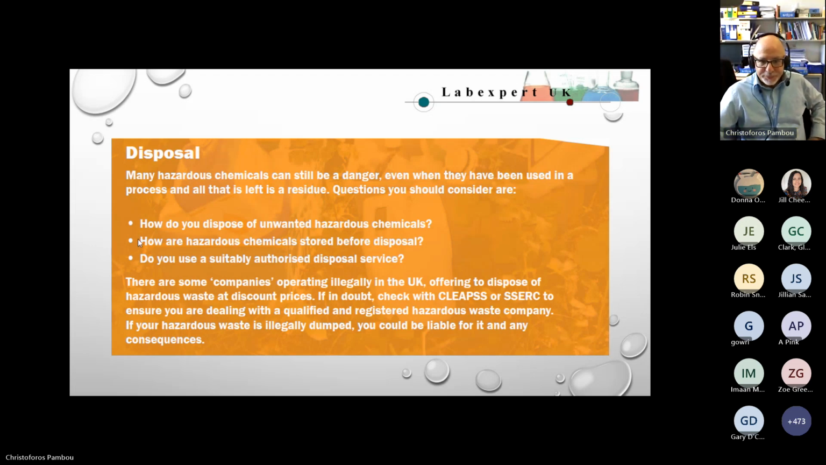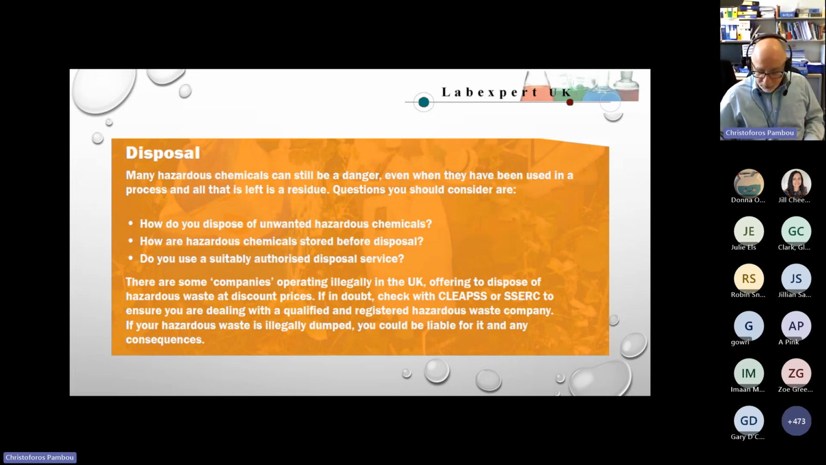So now, even this unwanted hazardous chemicals, how do we store them before disposal? And again, they need to be stored correctly in your chemical store until the disposal is organized.